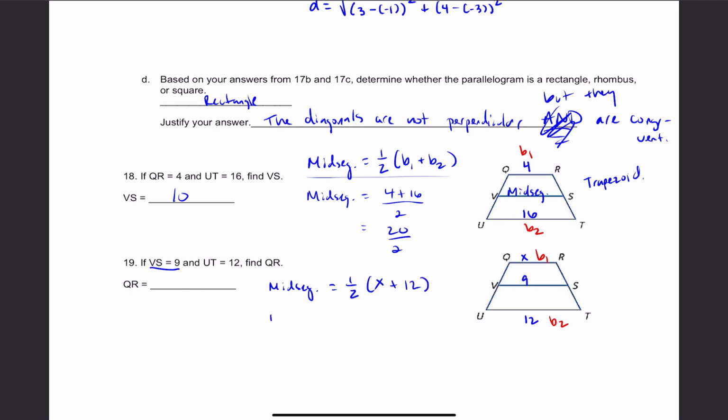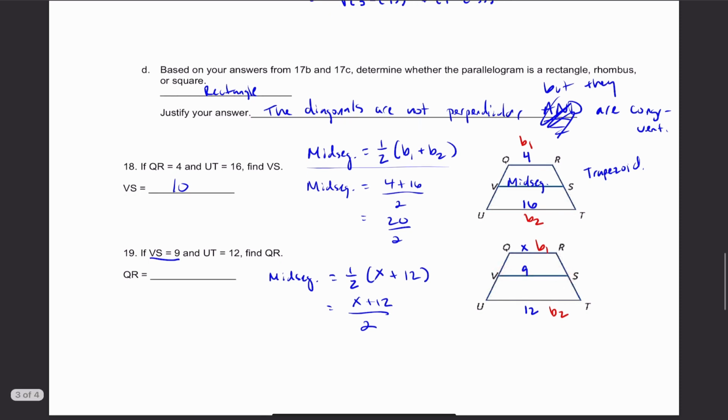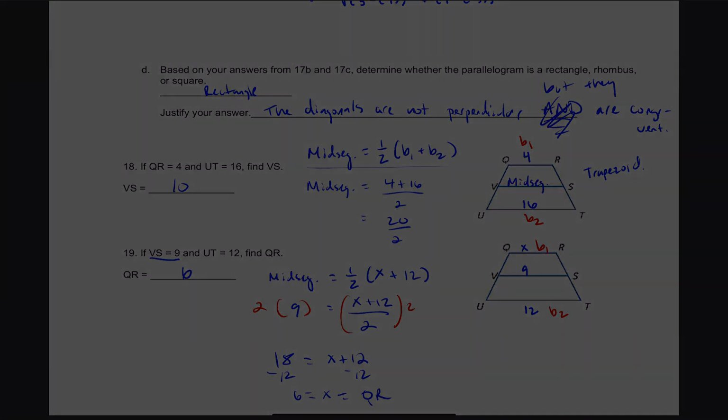Okay, and I'm going to rewrite this. Mid-seg is equal to X plus 12 all over 2. So just make it more familiar. Do we know what the mid-seg is? Yes, we actually do know what the mid-seg is. I don't even need to write the word mid-seg because the mid-segment is 9, right? So that's 9. So then I have to multiply both sides by 2 here. And I get 18 equals X plus 12. So 6 is equal to X, which is my QR. So that's 6. Okay, so that's number 19.